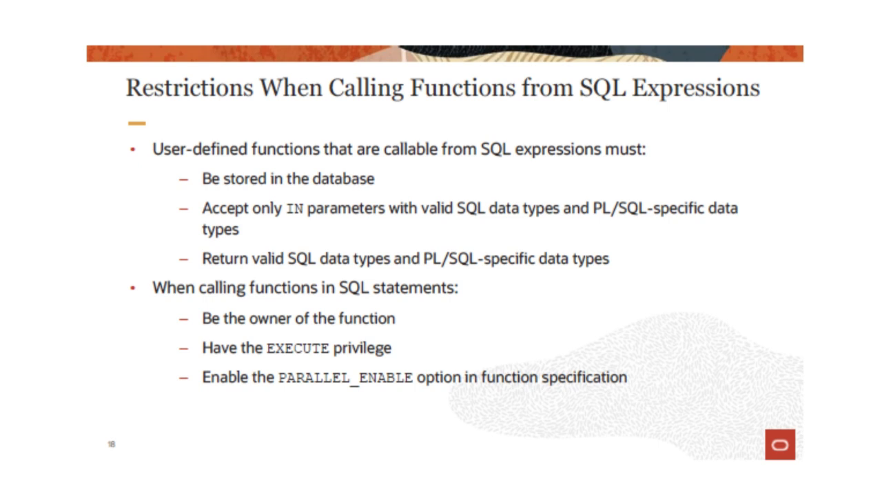Parameters must use positional notation or named notation. You must own or have the execute privilege on the function. You may need to enable the parallel_enable option in the function specification to allow a parallel execution of the SQL statement using the function. Each parallel session using the function will have private copies of the function's local variables.